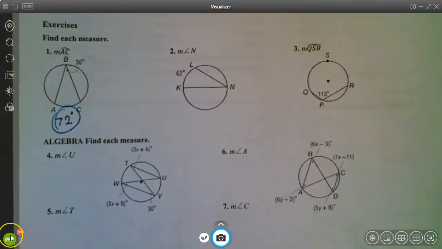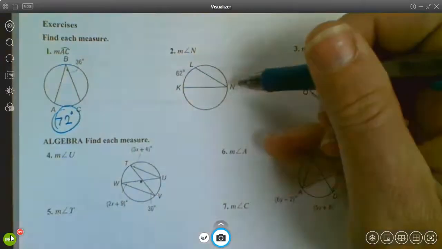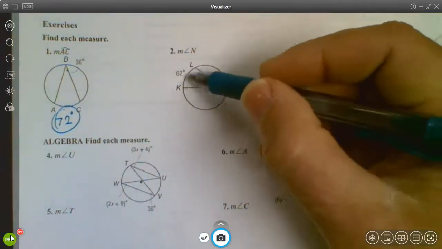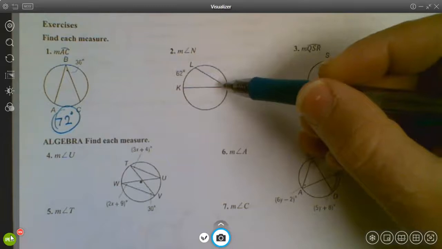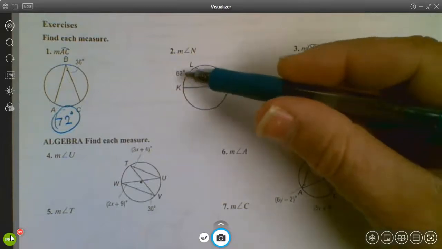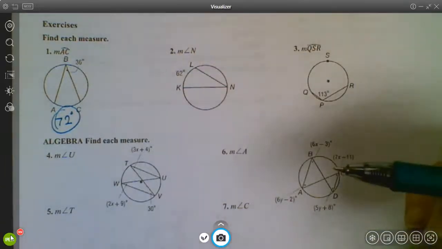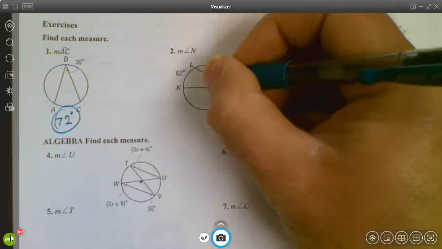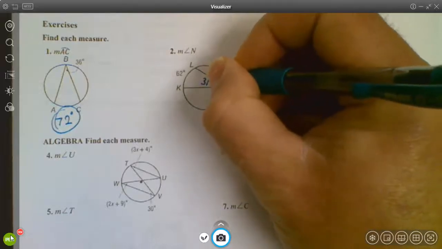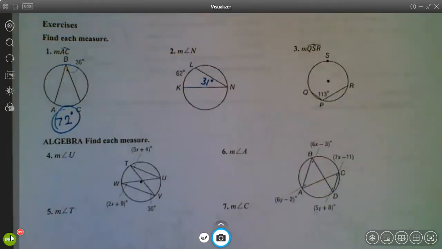All right, let's go over to the next one. Measure of angle N. So now we're going the other way with it. N is the inscribed angle. Its arc is 62, so we know that the angle is half of its intercepted arc. So if KL is 62 degrees, that would make this guy half of that, so 31 degrees.